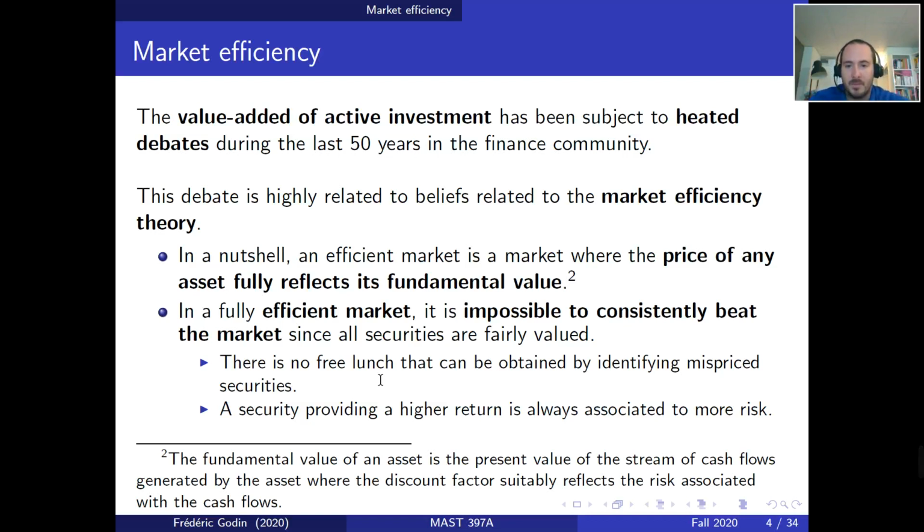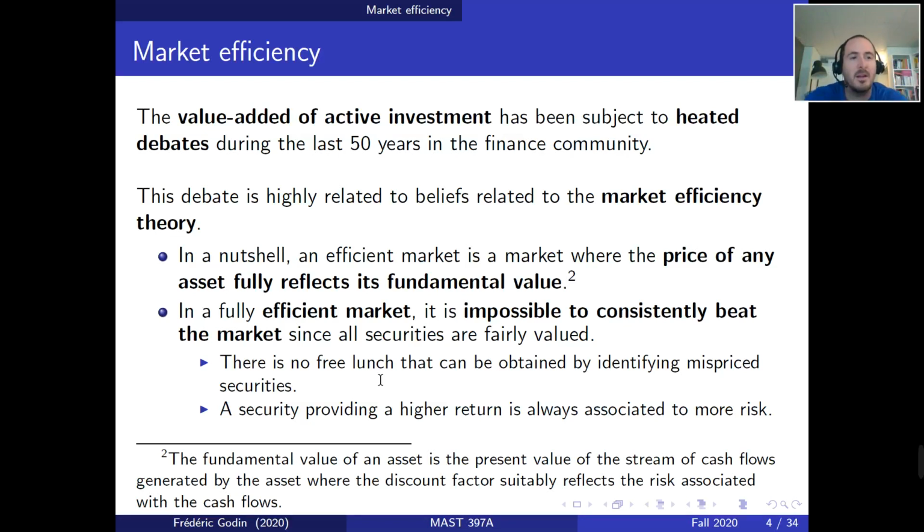Okay, so if we have a fully efficient market, because the price of all assets reflects their fundamental value, it's impossible to consistently beat the market through selecting the various stocks. If people think that all stocks are fairly valued, then it's impossible to cherry pick some stocks. Say this one is overvalued, I'm going to sell it. This one is undervalued, I'm going to buy it, so as to beat the market. If all securities are fairly priced, there's no way to beat the market.